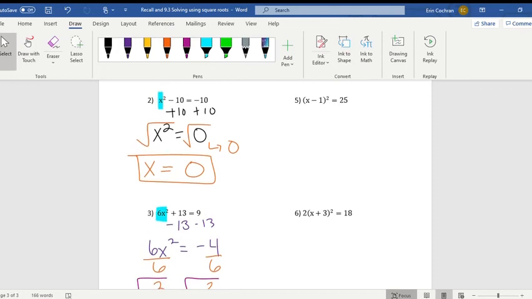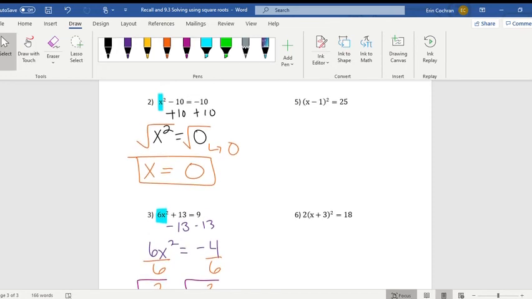All right, looking at 5 and 6 here. These are a little bit different because we have quantities that are raised to the square. So if we have the quantity raised to the square, we need to isolate that quantity squared, which in number 5, that quantity squared is isolated. So we don't have to solve for it.